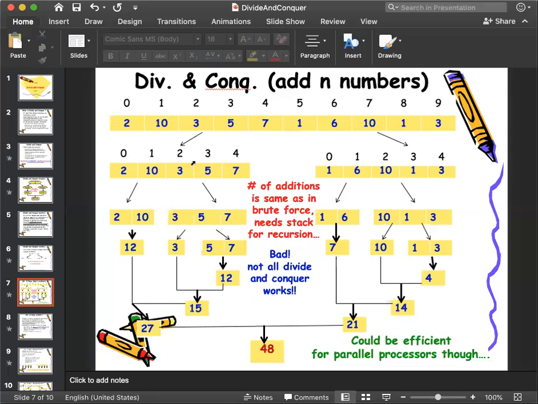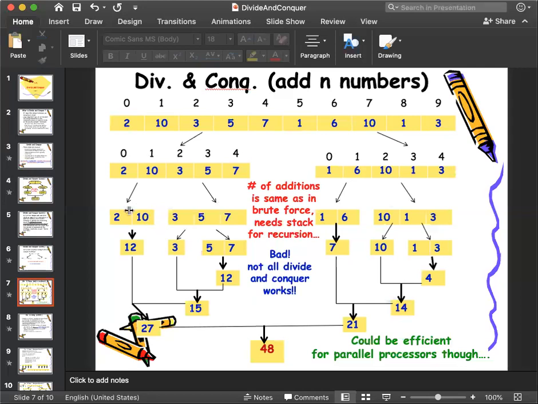So I divide this 5 number into 2 and 3, that is 2 and 10, এরা দুজন একটা লিস্টে চলে যাবে, এবং 3, 5, 7 that is in the another list. Same this side also, 1 or 6 in another list, and 10, 1, 3 will be in another list.